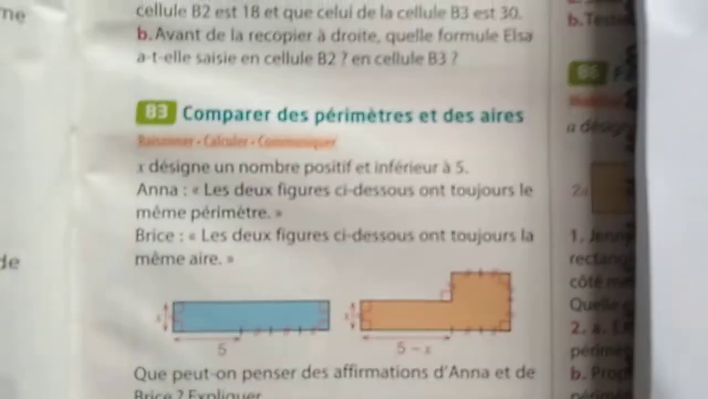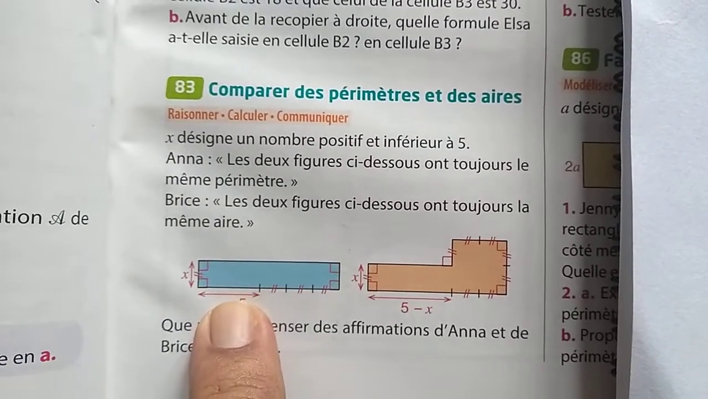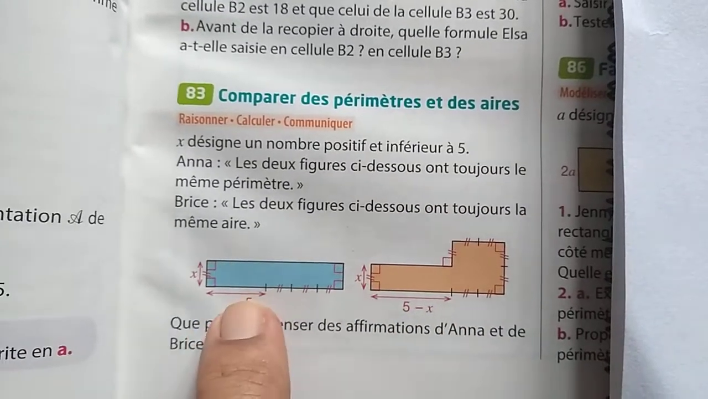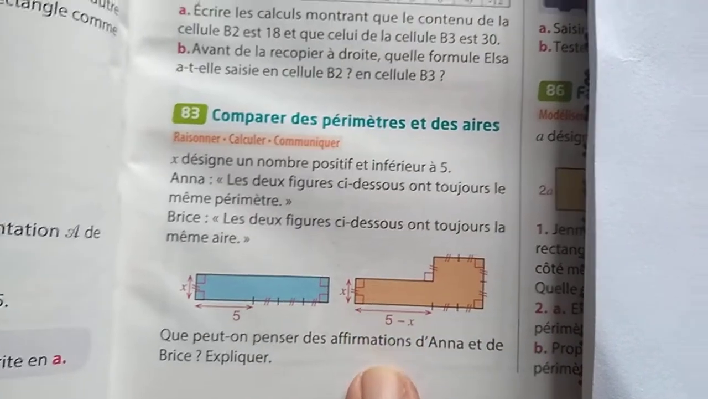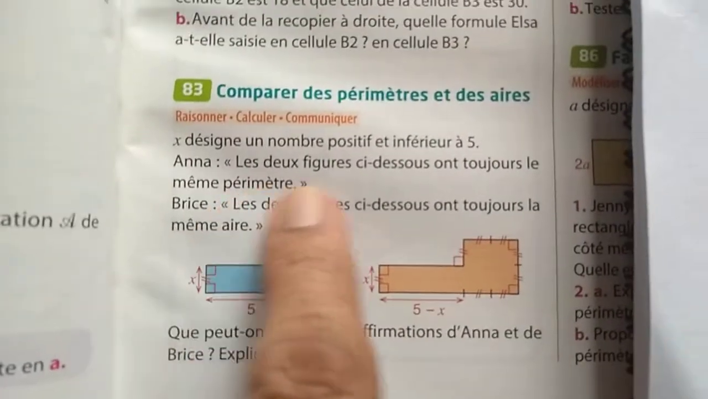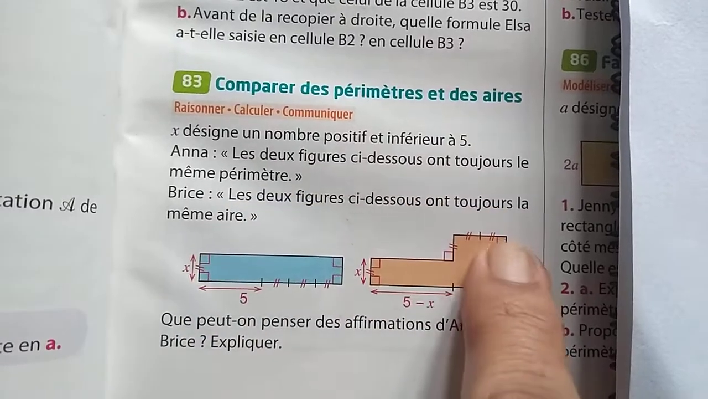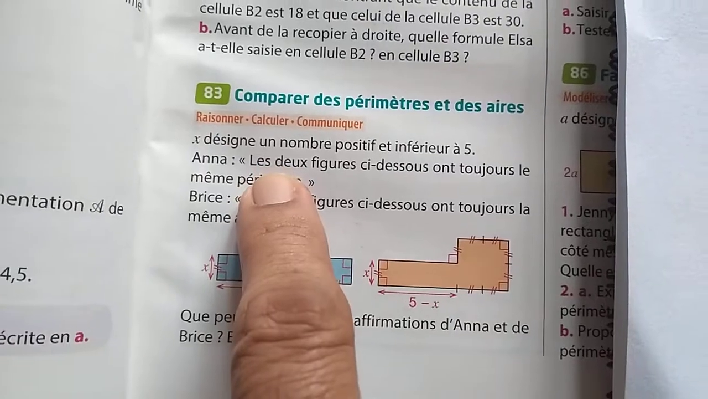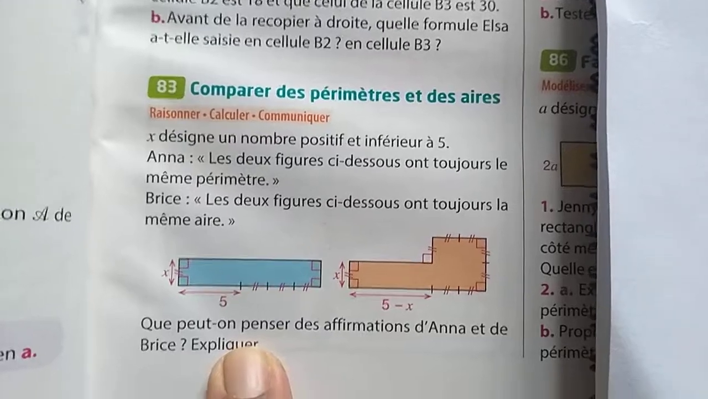This was this problem here, comparer des périmètres et des aires. You had to compare the perimeter of this rectangle and the perimeter of this shape, and you have to compare the area of this rectangle and the area of this shape. And here Anna said that the perimeters of both of these is the same, and Bryce said the areas of both of them is the same. You have to say whether Anna was correct or wrong, and you have to say whether Bryce was correct or wrong.